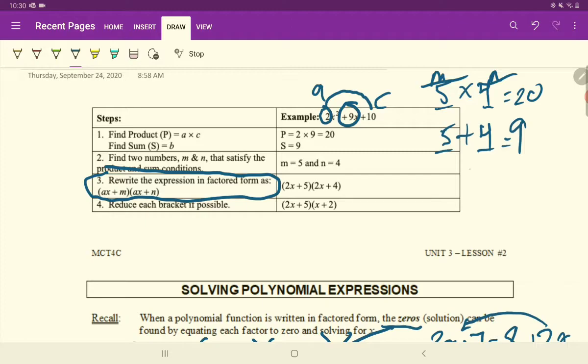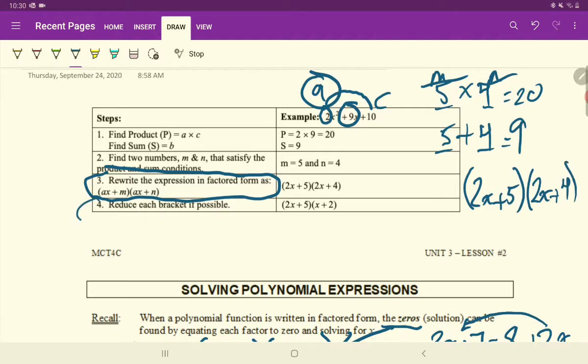So what you do is you take your a value. In our case, it was 2. Our a value was 2, the first value there. Times it by x. Then plus m, so plus one of our numbers that we found, which was positive 5. And then do ax again, 2x, plus the other number factor we found, which was 4.